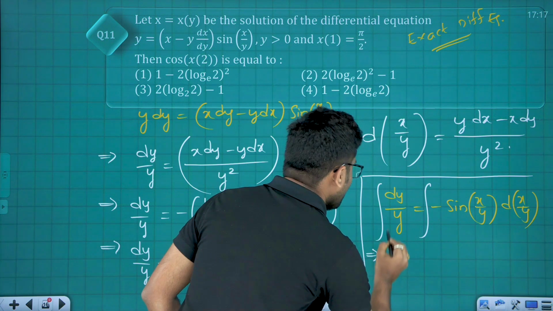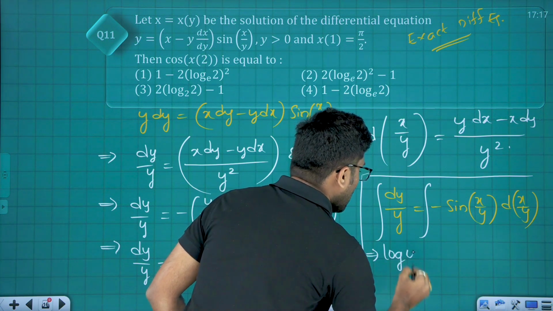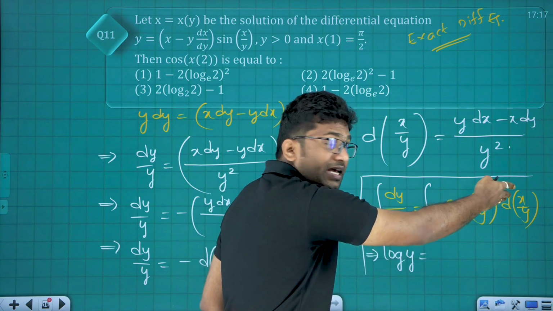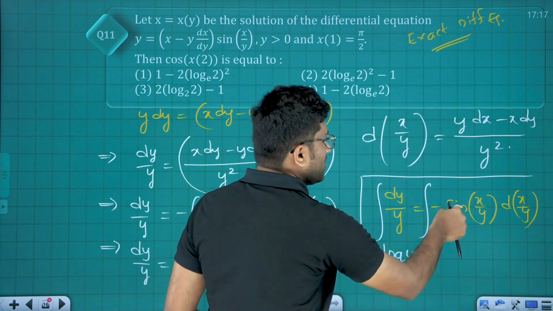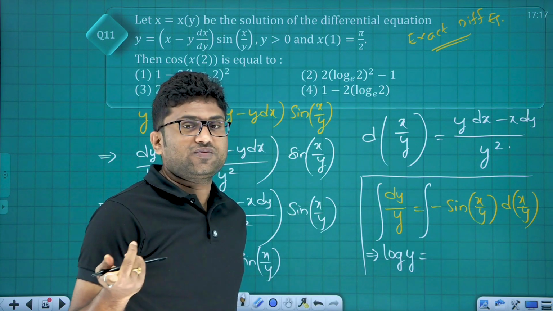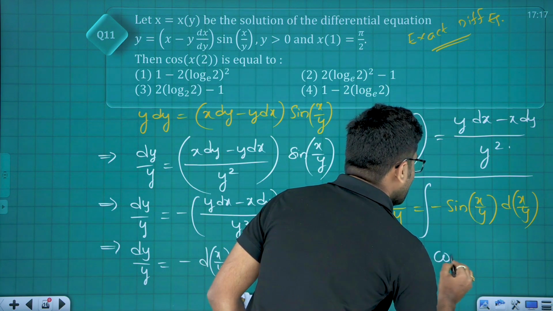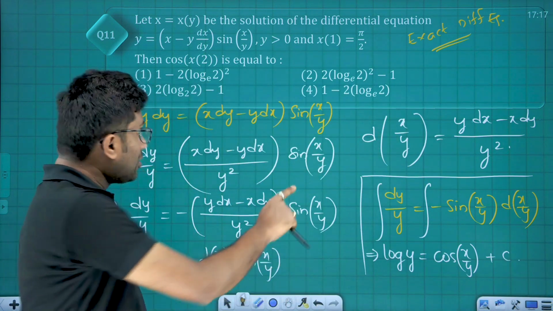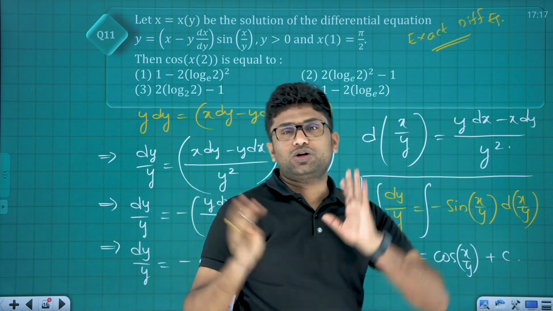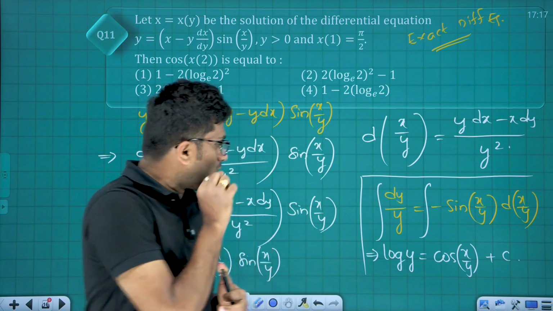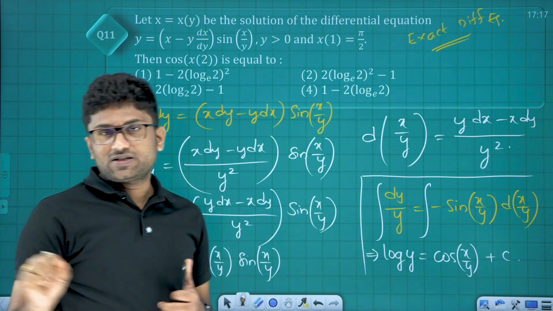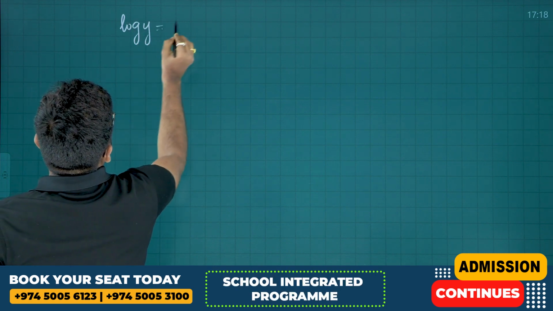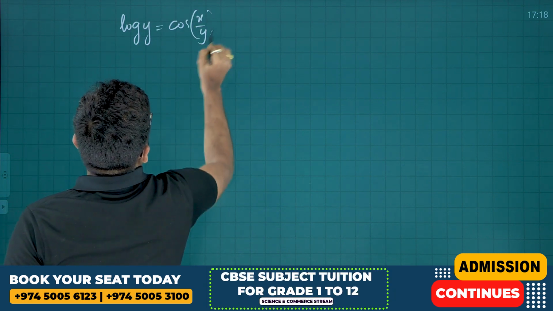The integral of dy by y is log mod y. So log y is equal to the integral of sine of x by y with respect to x. Integration of sine is minus cos, so minus becomes plus. So it becomes cos of x by y plus some integral constant c. Hence the solution of this differential equation. This is the most important part, after that it's nothing. So log y is equal to cos of x by y plus c, friends.